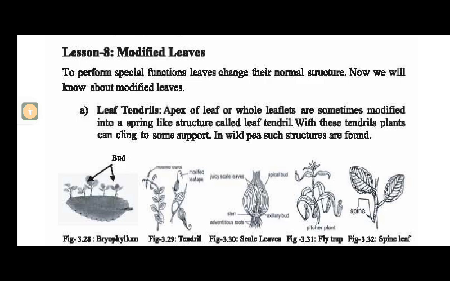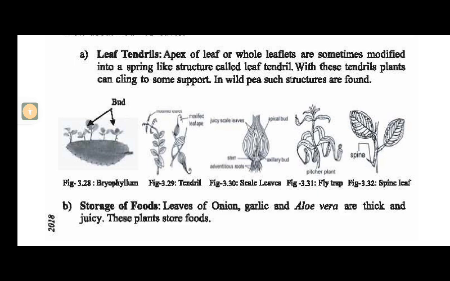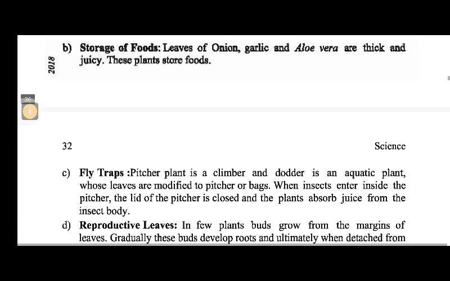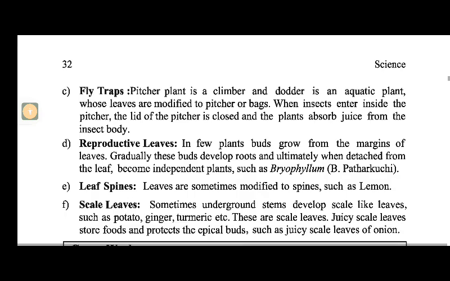Modified leaves. To perform special functions, leaves change their normal structure. Now we will learn about modified leaves. Leaf tendril. The apex of a leaf or a whole leaflet is sometimes modified into a spring-like structure called a leaf tendril. With this tendril, plants can cling to some support. In wild pea, such structures are found. Storage of food. Leaves of onion, garlic and aloe vera are thick and juicy. These plants store food.